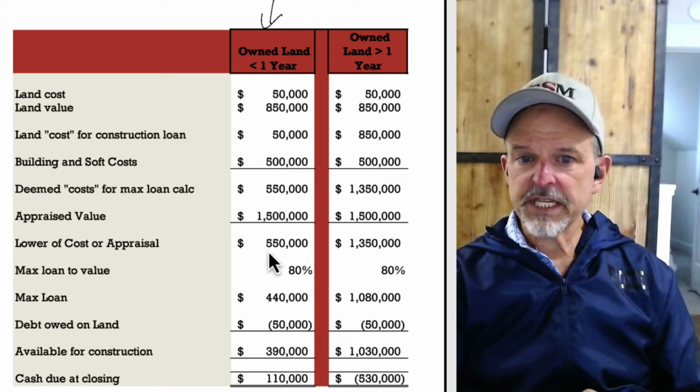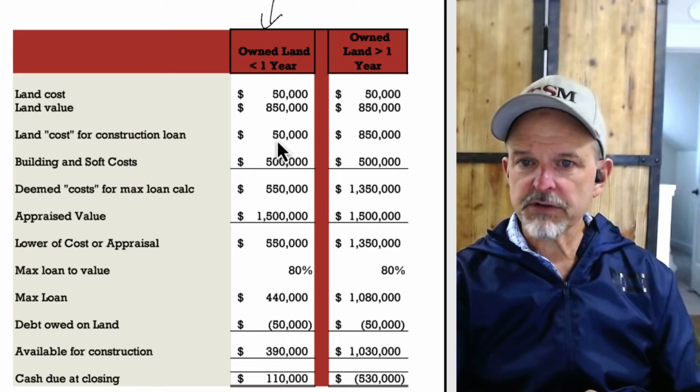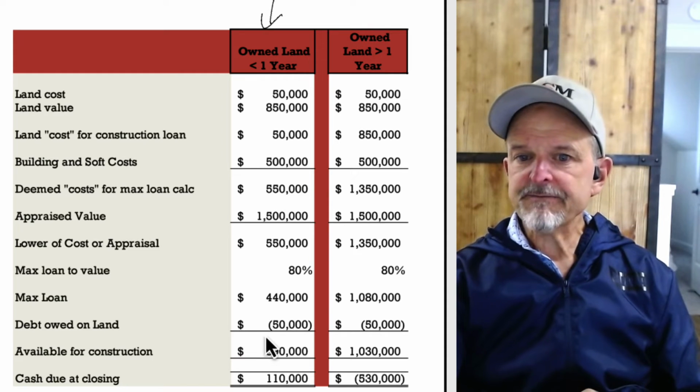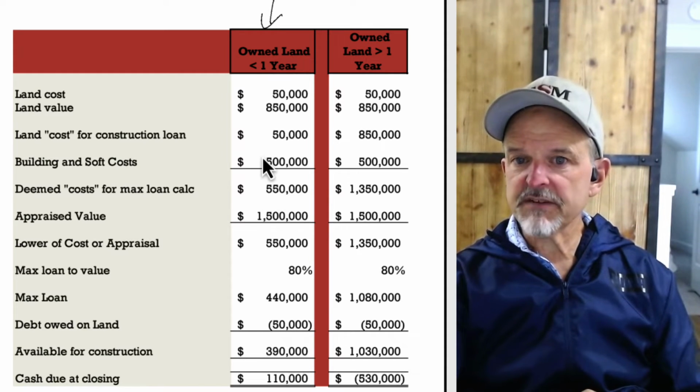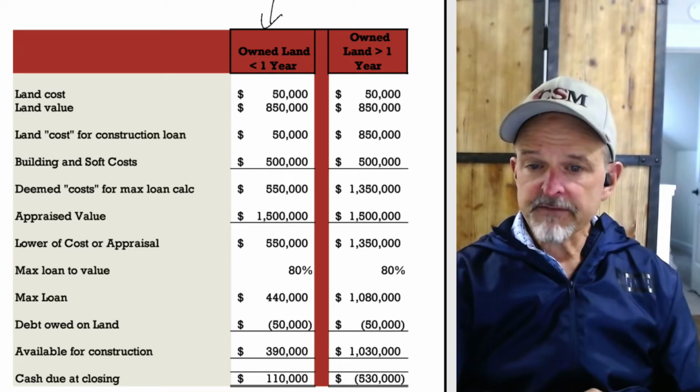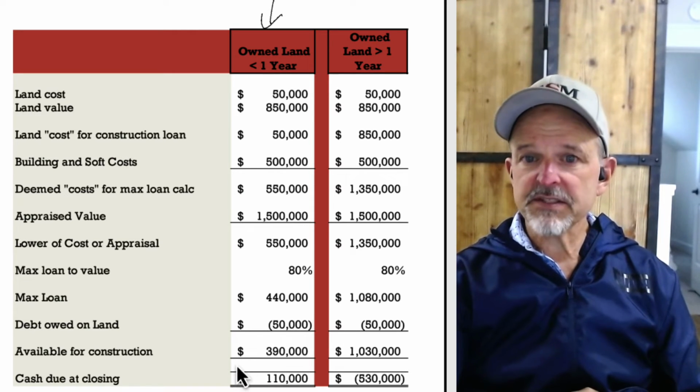And of course, you need $500,000 to pay the builder. You already have the land. We paid off the debt, so now you kind of own the land free and clear. But you've got $390,000 left to cover this $500,000, and so you're $110,000 short. And this money has to be brought into the lender at closing.